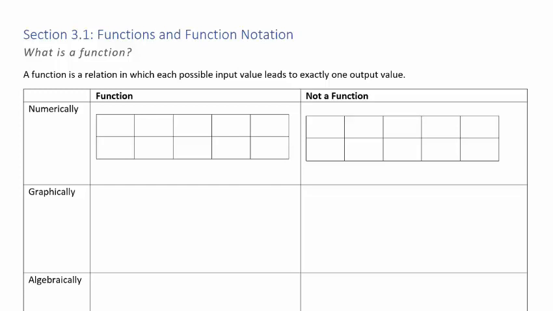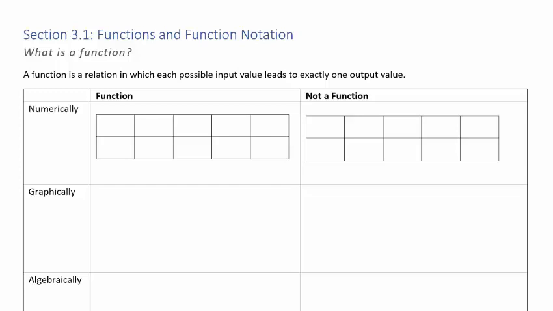If we travel a certain amount of time at a constant rate, the distance we have traveled is related to how much time that we've spent traveling. And how about the amount of time that you've spent studying and the grade on your test? A function is a relation in which each possible input value leads to exactly one output value.